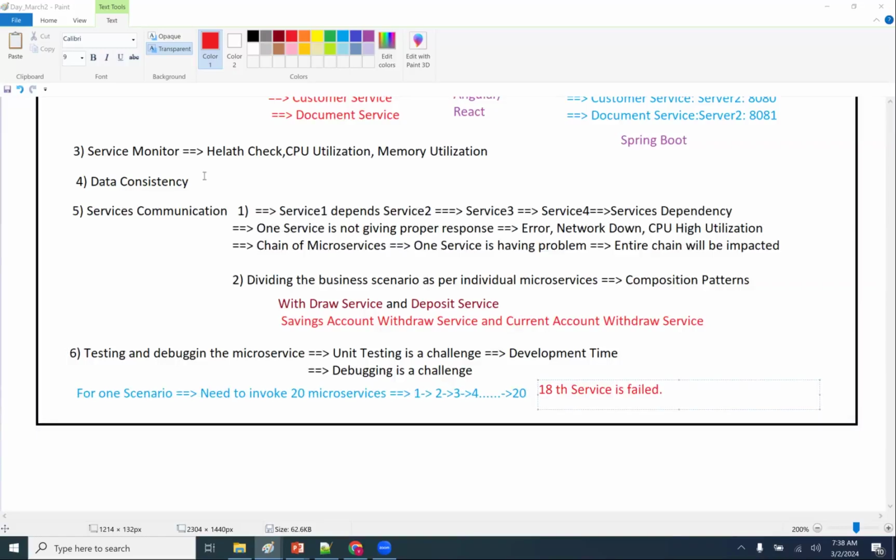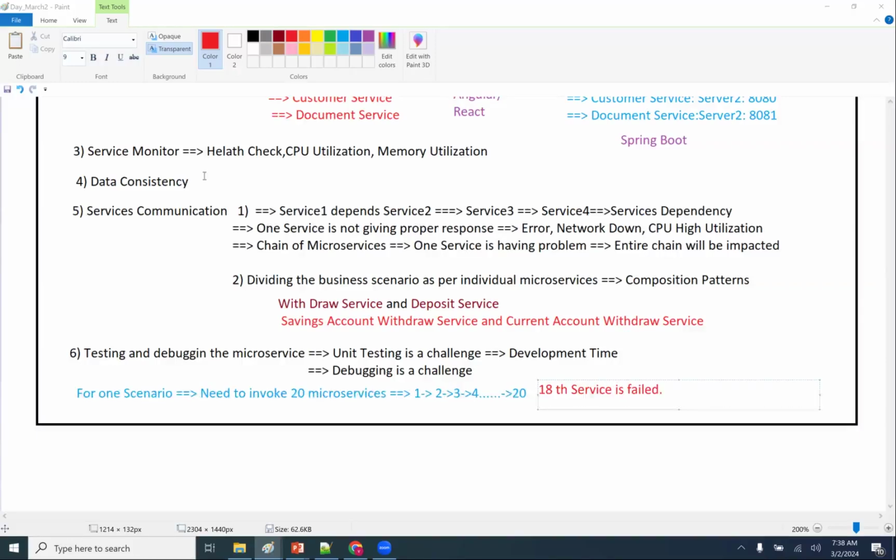Definitely, it's not possible, right? Previously, what happened in monolithic architecture? All the 20 services were available in one server only. If I go to that server, I will come to know everything. Correct, right? So debugging microservices is also a big challenge.